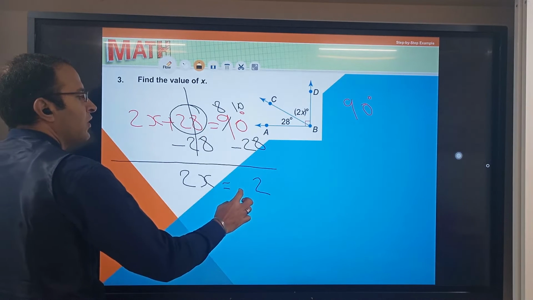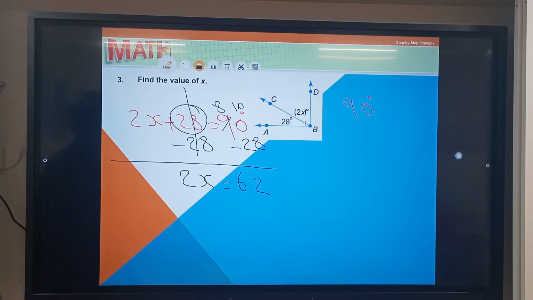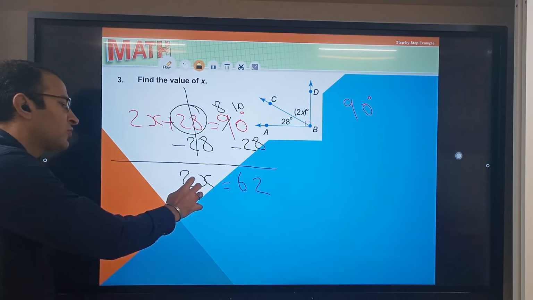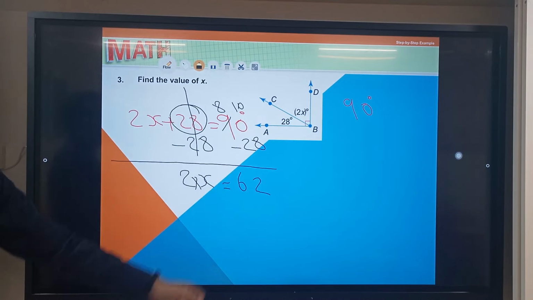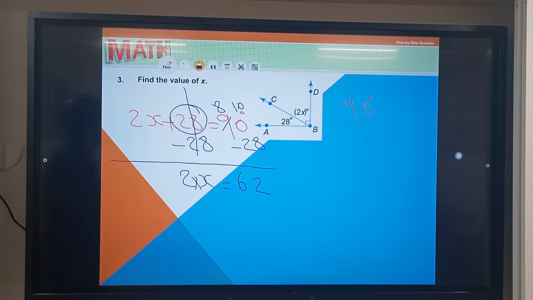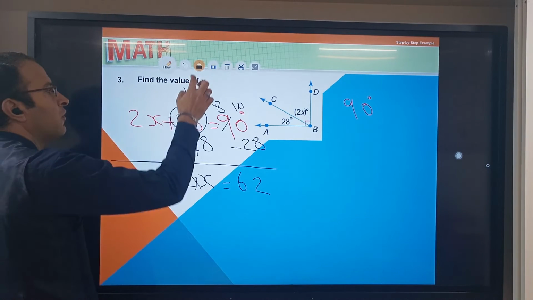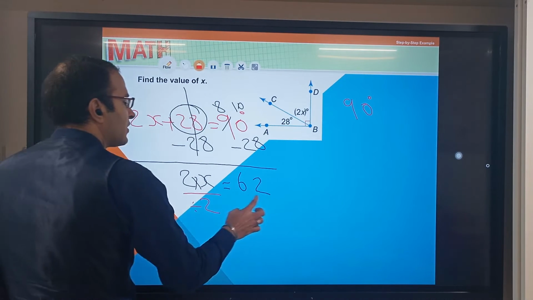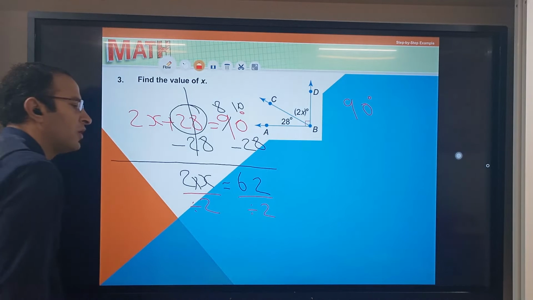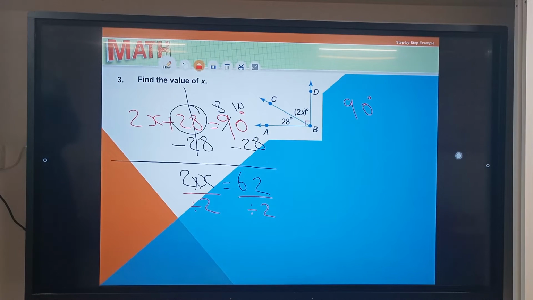And 8 minus 2 equals 6. I have now 2x, which means 2 times x, equal to 62. How can I solve this? Because we have times here, we will do the inverse and divide. We divide both sides by 2.